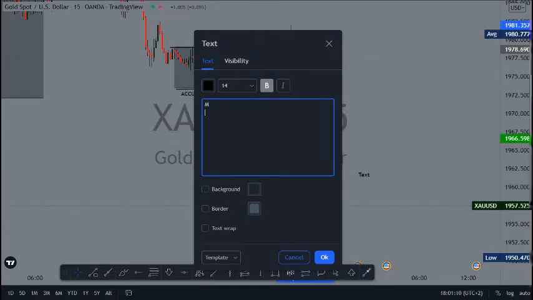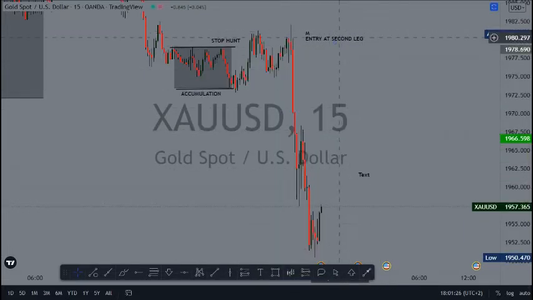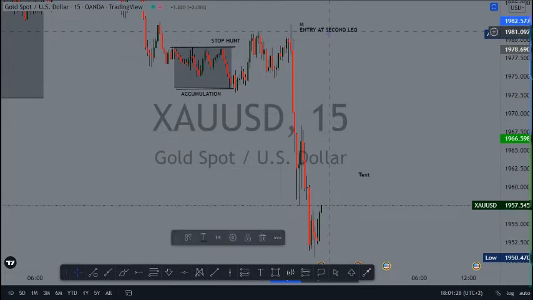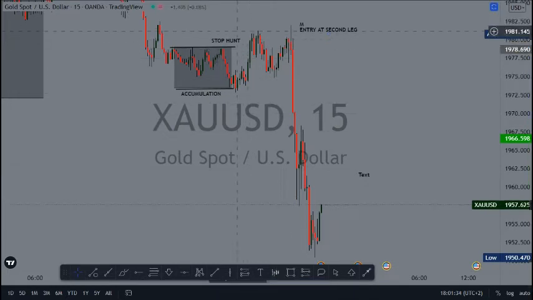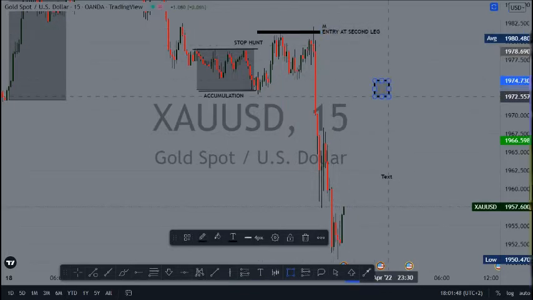This is our entry at the second leg. This is the M, the entry on the second leg. So we will just enter right here. As you can see, the market came to this area where the first leg was. The market failed to break. As you can see, the market pushed a little bit up.